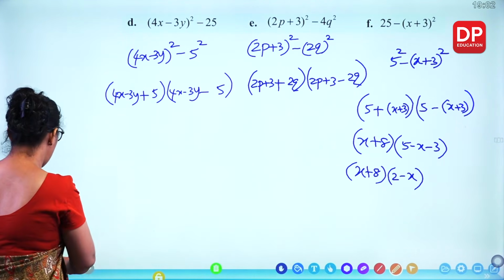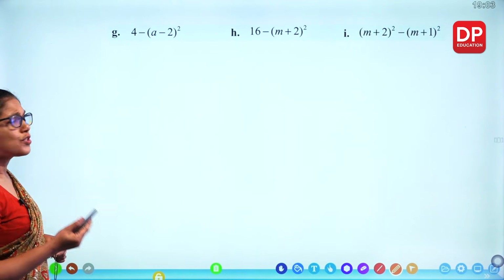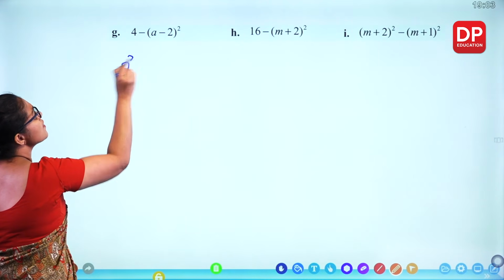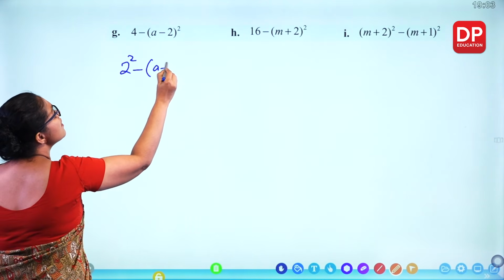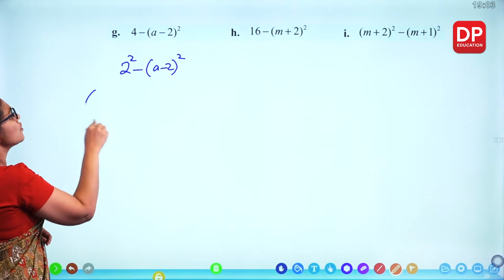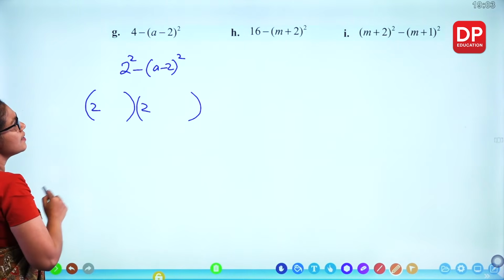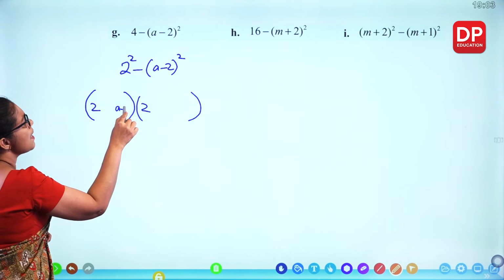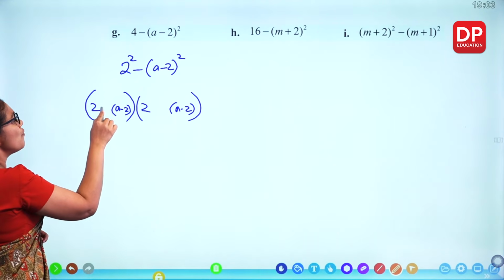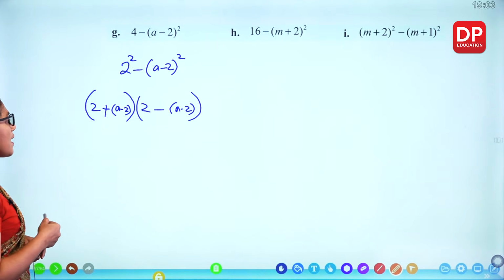So now we'll look at the next one. So here again 2 terms with square terms. So here 4 we write as 2 squared. This one you can write as it is. Apply the formula. So what's the formula? First term write down and the second term is a minus 2. Make sure that you put brackets. Then one is positive, one is negative. Now expand brackets and simplify.